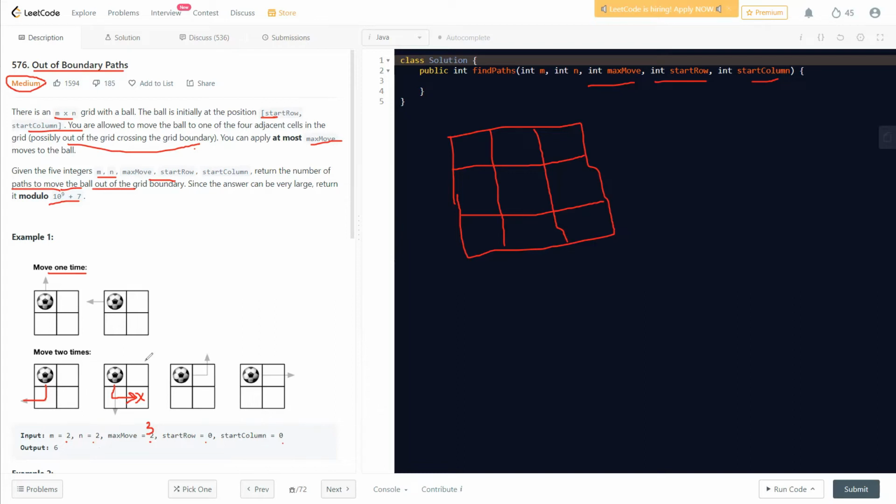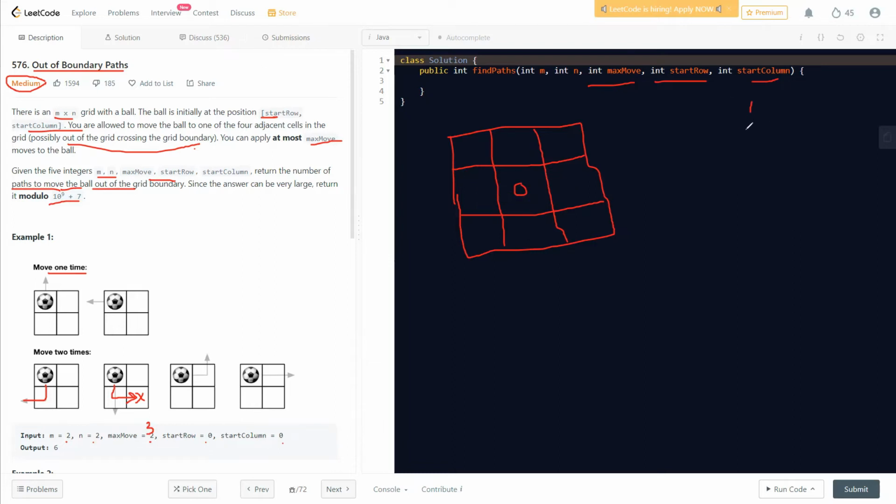Okay, so let's take another example. Say our ball is over here at 5, and if it says max move is one, fine. If max move is one, how many ways can we actually move the ball out of the boundary? We cannot do it in any way. By one move we can go over here, but we are not going out of the boundary, we are just going somewhere in the grid, so that's what one move gives us.